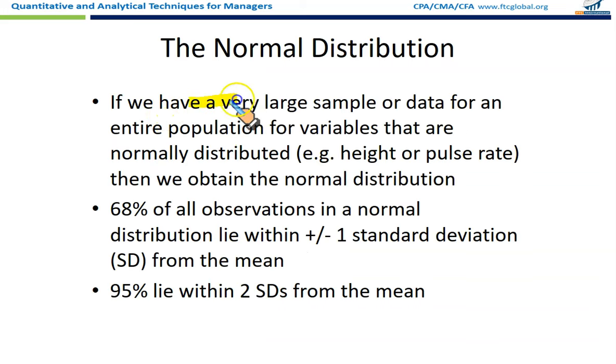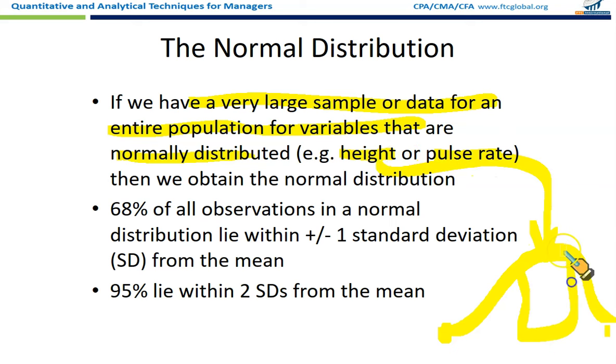So if we have a very large sample or data for an entire population for variables that are normally distributed, like height or pulse rate, when you plot this data, it will take the shape of a curve. Some people will have a short height, some will be very tall, but the bulk would be in the middle, the average height.